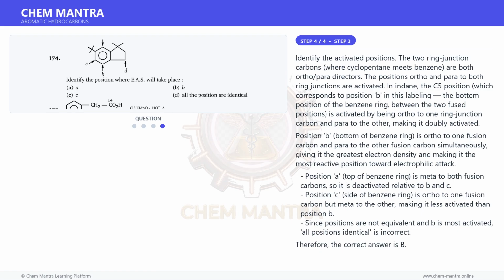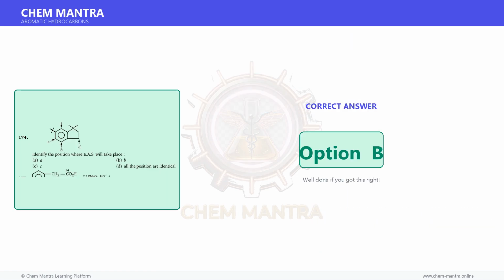Position A, top of benzene ring, is meta to both fusion carbons, so it is deactivated relative to B and C. Position C, side of benzene ring, is ortho to one fusion carbon but meta to the other, making it less activated than position B. Since positions are not equivalent and B is most activated, all positions identical is incorrect. Therefore, the correct answer is option B.